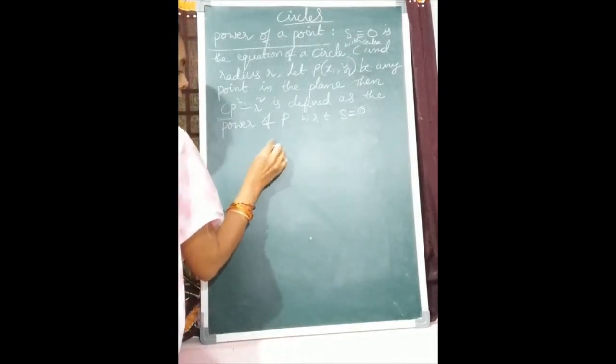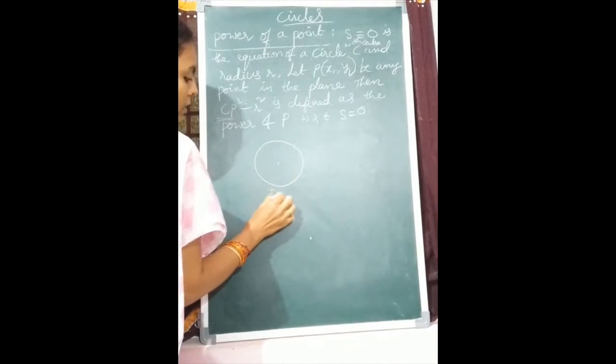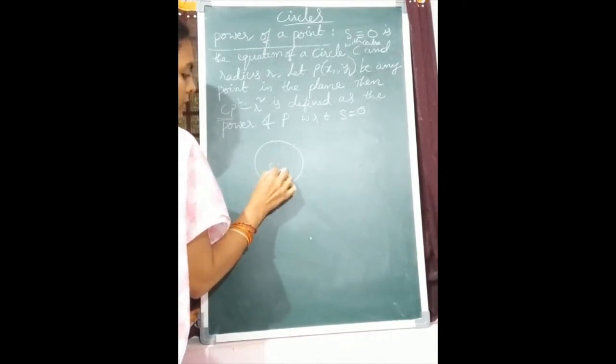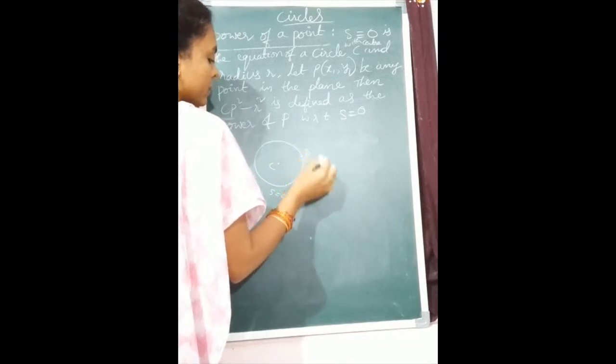That means, so this is the circle S is equal to 0. This is the center. And this is P.